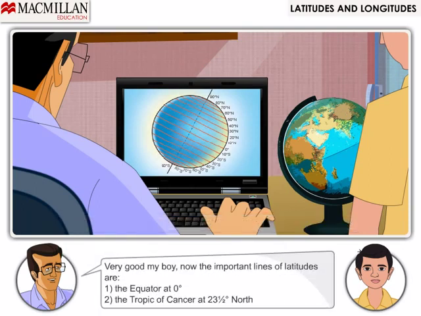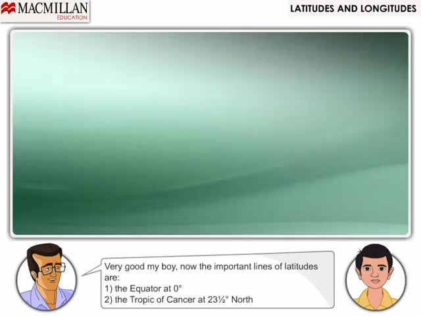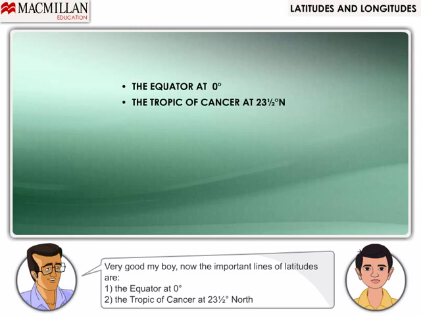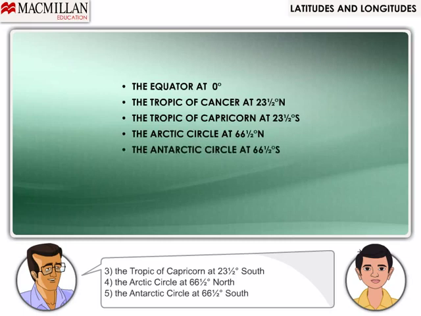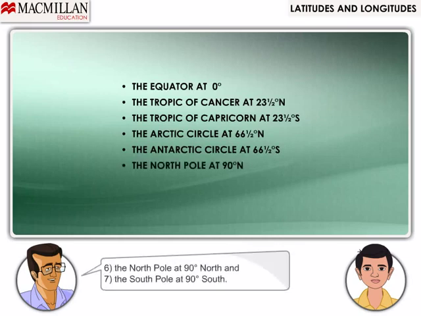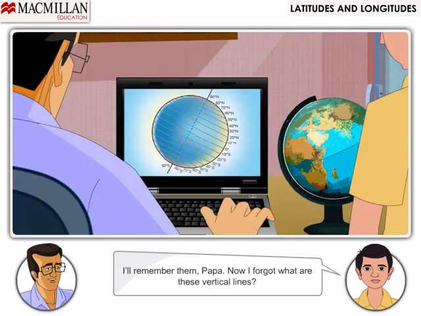Very good, my boy. Now the important lines of latitude are the equator at 0 degree, the Tropic of Cancer at 23.5 degrees north, the Tropic of Capricorn at 23.5 degrees south, the Arctic Circle at 66.5 degrees north, the Antarctic Circle at 66.5 degrees south, the North Pole at 90 degrees north and the South Pole at 90 degrees south. I'll remember them, Papa.